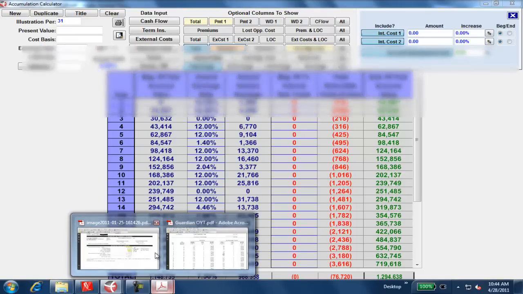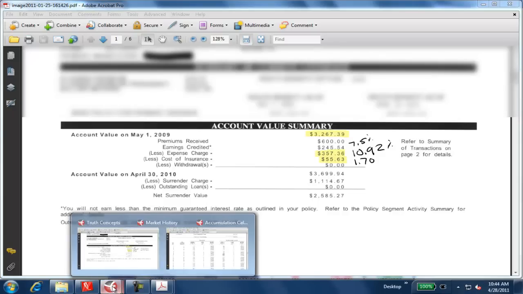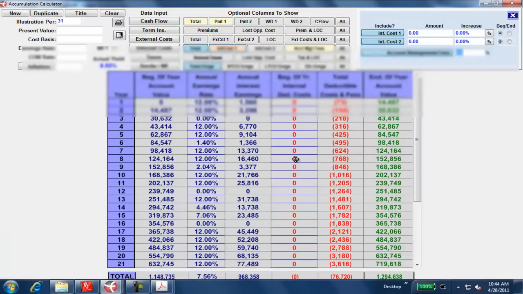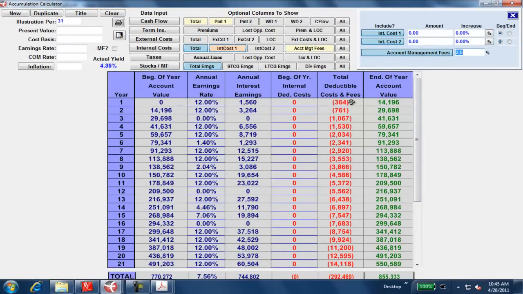I definitely think that this is a bad way to set up your policy. I think that there are better policies that exist, but nonetheless, this shows an expense load of over 10%. What I would do is maybe look at an expense load of, let's say, 2%. So now your total expenses come out to be 2.5%. As your account balance increases, so do your expenses. So in the long run, that can be quite expensive.